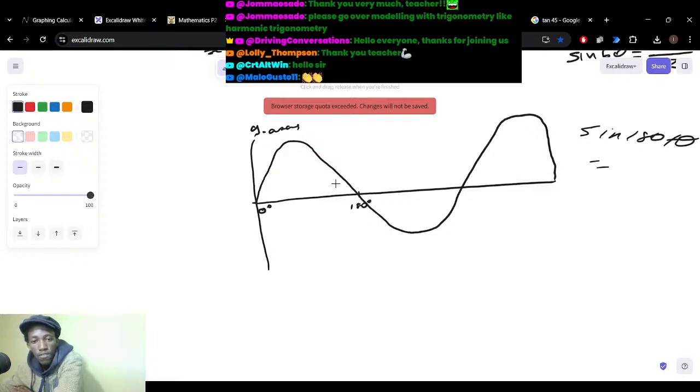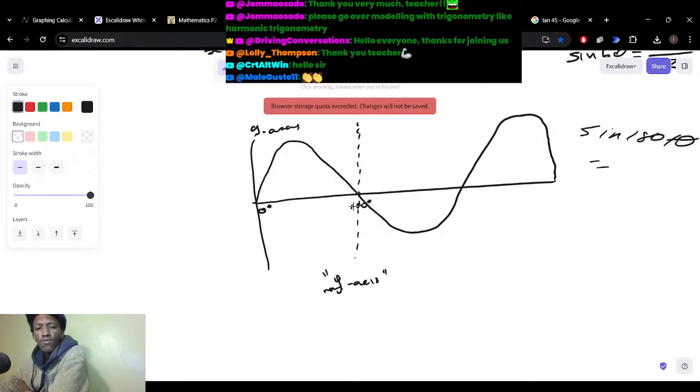You don't really shift your y-axis. Your y-axis doesn't shift, it just stays in one place. But in your mind, you imagine as if your y-axis has shifted to 180 degrees, to here. Now this is your new y-axis. And now you inspect the graph.